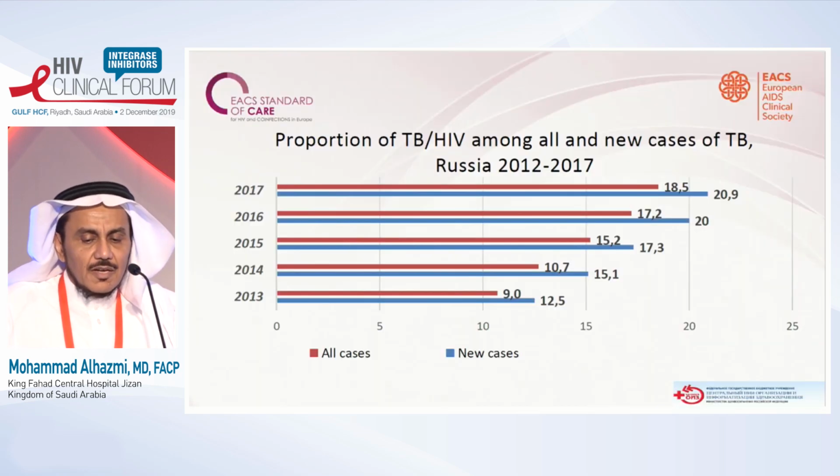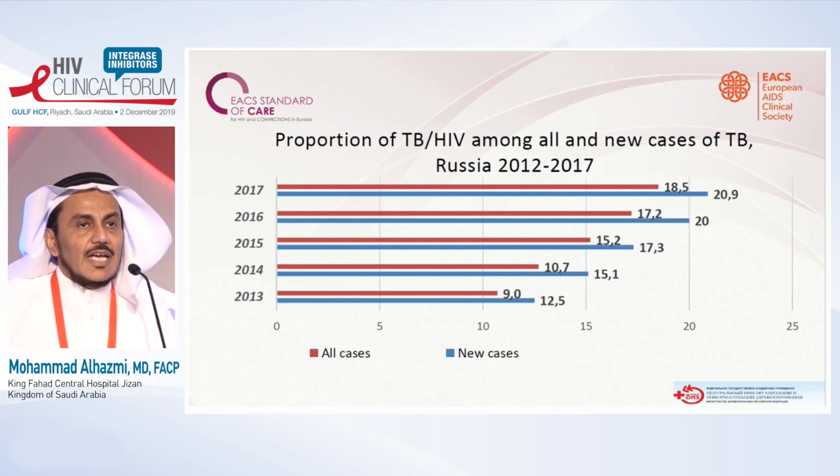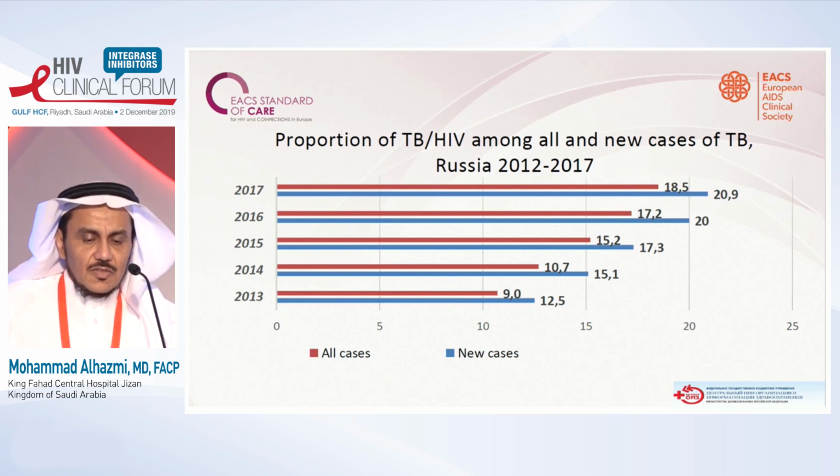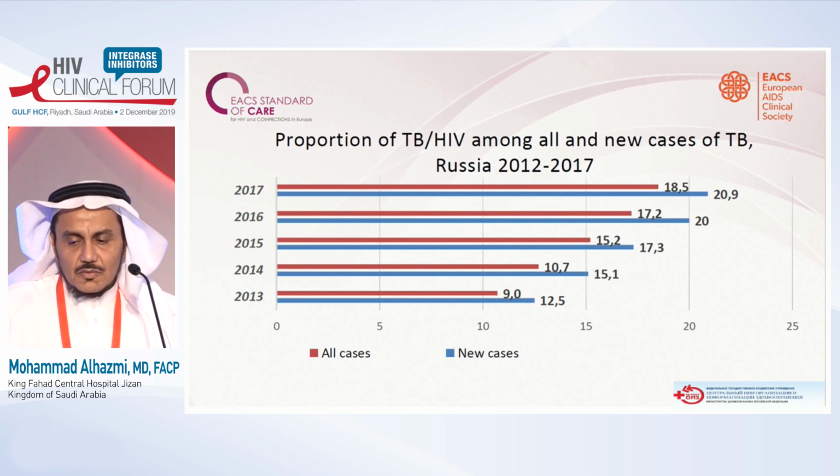And that is really very alarming, because if you look at the data from Russia, the co-infections together, HIV and tuberculosis, are really increasing over the past 5 years, and they are approaching nearly 1 in 5 patients with co-infection.